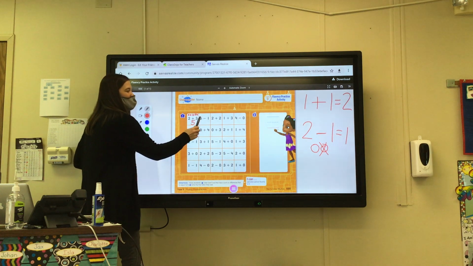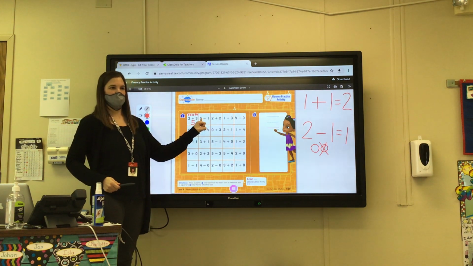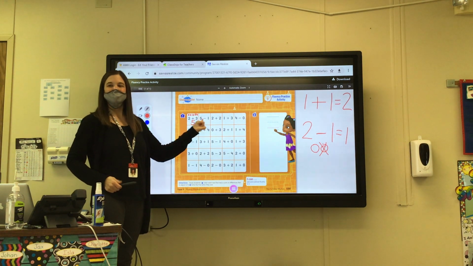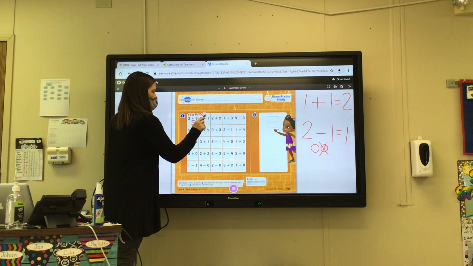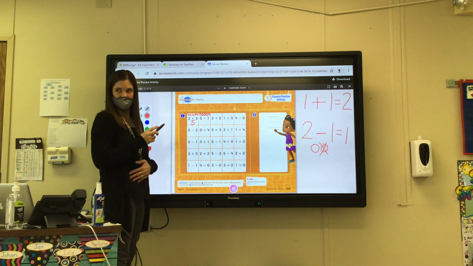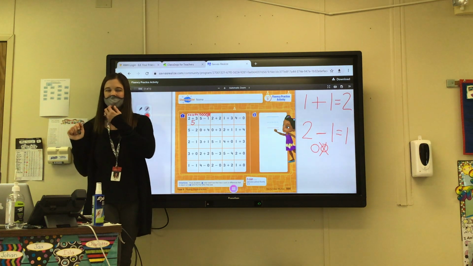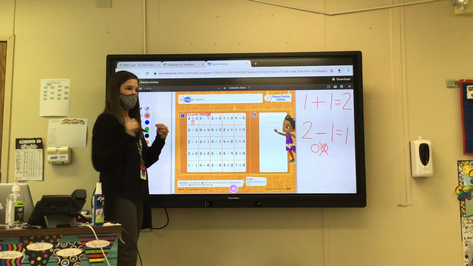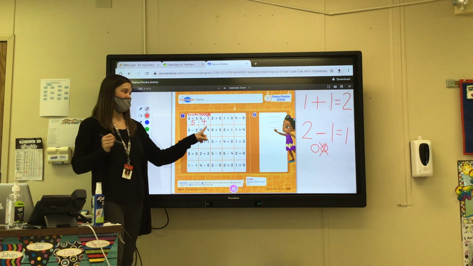Okay, now the next problem, what sign is this? Is that a plus or a minus sign, everybody? Minus. It means we're taking away, we're subtracting. So I have 5. 1, 2, 3, 4, 5. And I take 1 away, so I put an X on one of them. How many do I have left? 4. 1, 2, 3, 4. I took 1 away, I have 4 left.